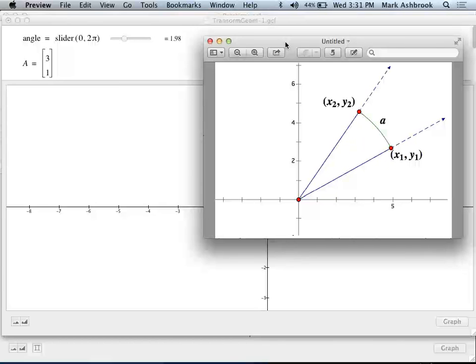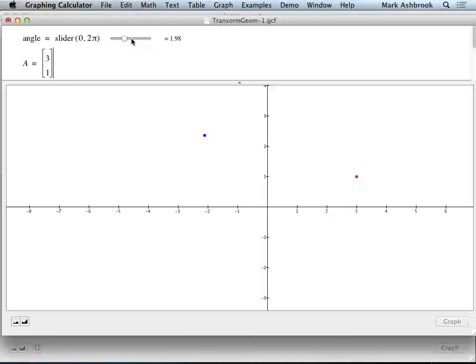Okay, so I'm changing the angle, right? I'm changing the angle. But I could come over here and I could change this. So now my starting point is -2, -5.